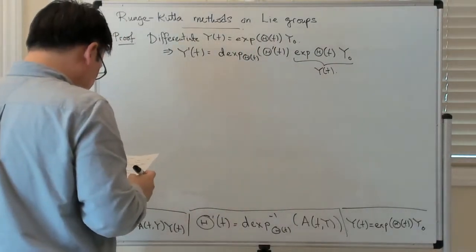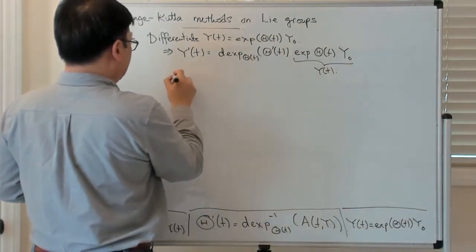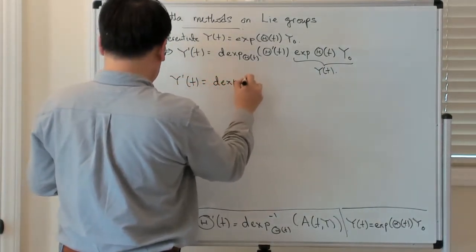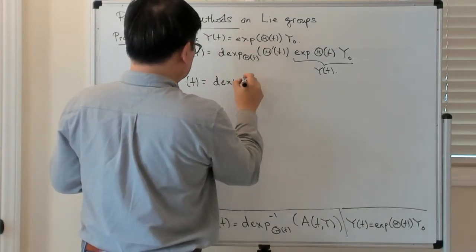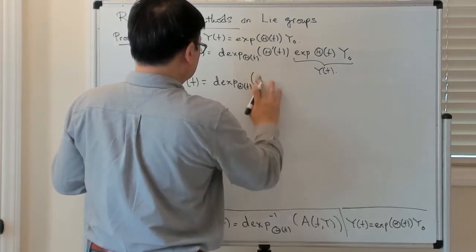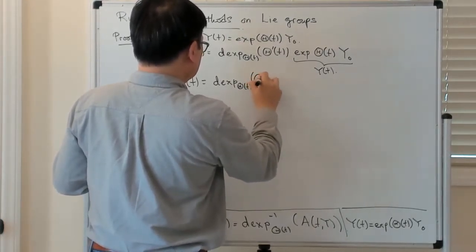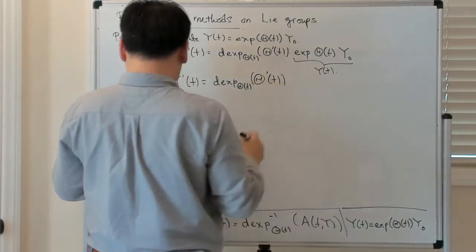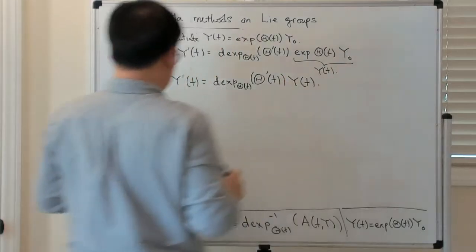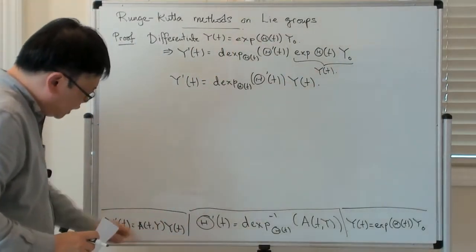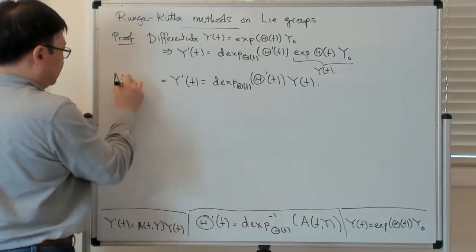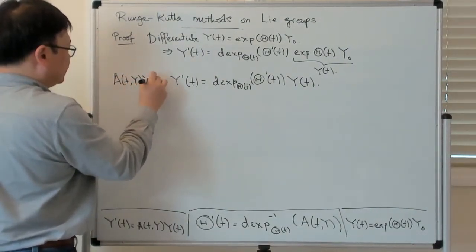Okay, so the equation just looks like y prime of t is equal to dx of theta t, theta prime t, times y of t. Okay, but you know that y prime is equal to a ty y t, so this is equal to a ty y of t. All right.